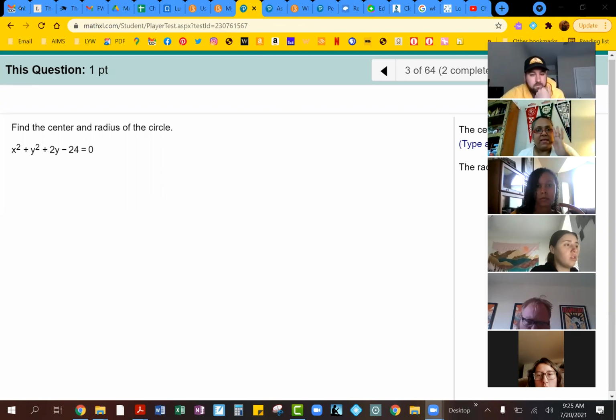So can you tell me what we would need to do? Just walk me through the process of how we would find the center and radius for this circle here.